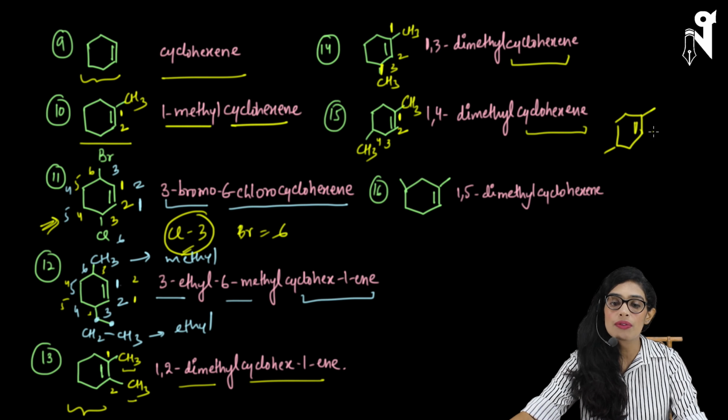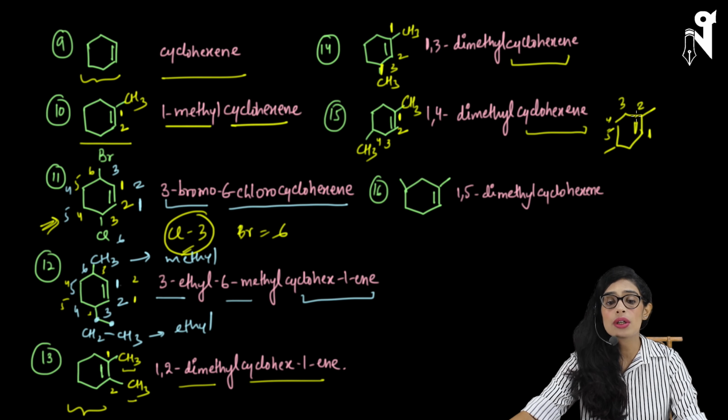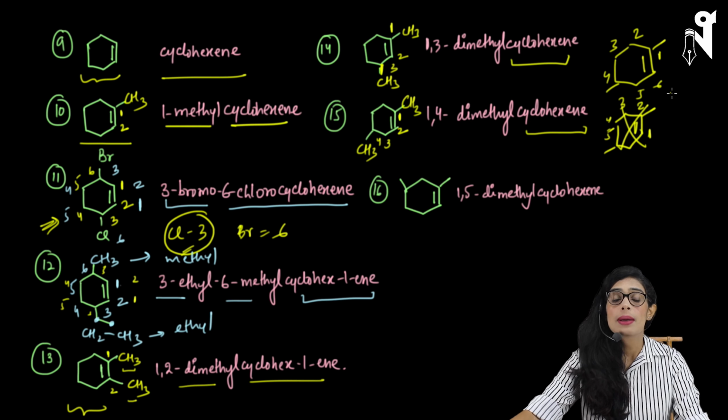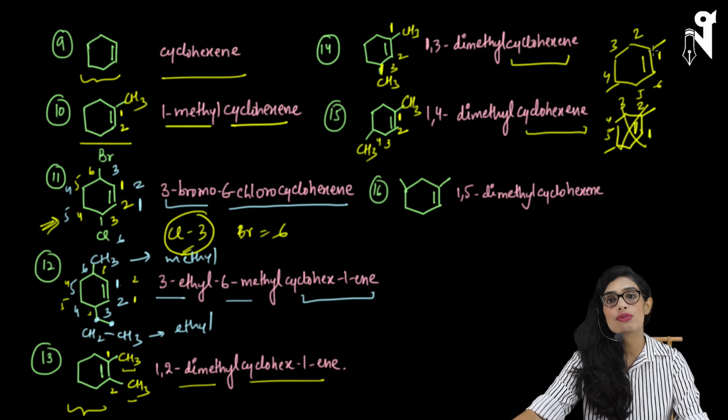I could have started numbering from here: 1, 2, 3, 4, 5. In that case, one methyl would have got position 2 and the other methyl would have got position 5. Totally not recommended. Another possibility is I could have taken this as position 1, 2, 3, 4, 5 and 6. This is a very wrong way of numbering because our double bond carbons should get position 1 and 2, and moreover there is no added advantage to this way of numbering because eventually my CH3 is getting position 1 and 4 only.